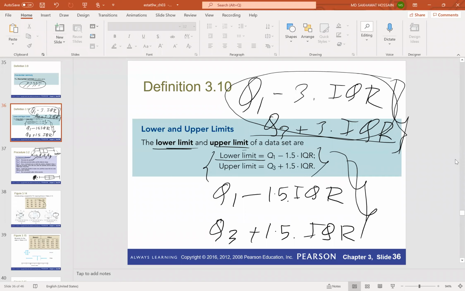If there is any number which is smaller than the lower limit, that will be a potential outlier on the left side. And if there is any number in the data set which is greater than Q3 plus 1.5 times IQR, which means higher than the upper limit, then that observation will be called a potential outlier, on the right side.